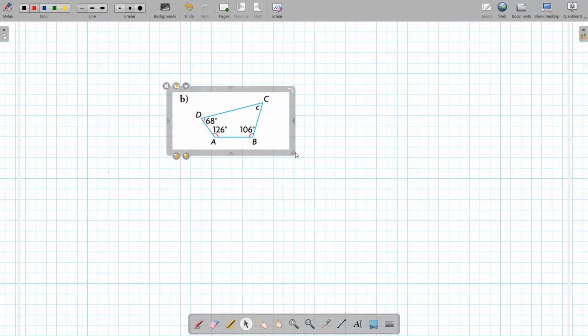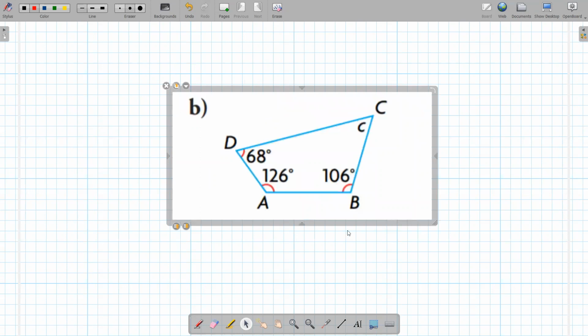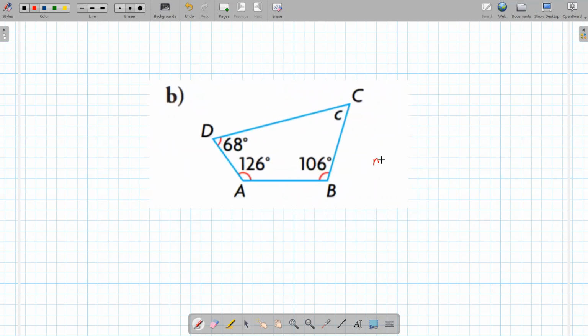How many sides are there? There's 4 sides. What do the interior angles add up to? 360. Yes. So how do we find C? You just subtract all that from 360. So 360 minus 68 minus 126 minus 106. Pretty simple, we've done this a few times now. C is 60 degrees.